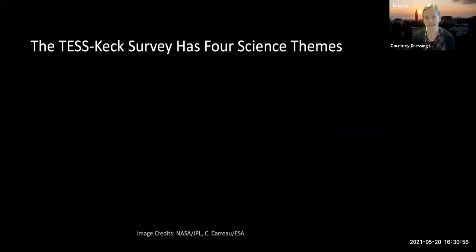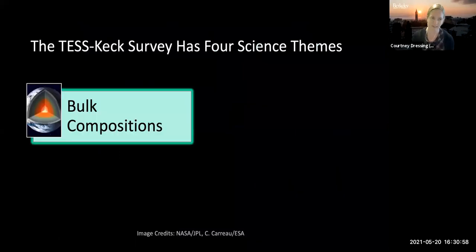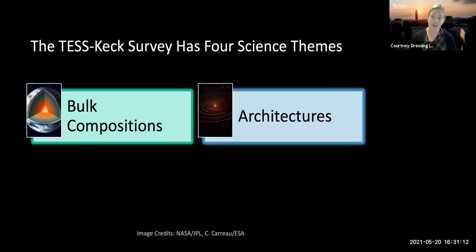With TKS, we have 4 science themes. The first of those themes is bulk planet compositions. We want to fill out the mass-radius diagram to really understand why planets of certain masses end up with different sized envelopes and cores. Next, we want to understand the architectures of planetary systems. We want to know where all of the various planets are and understand correlations between the presence of inner planets and the presence of outer planets.